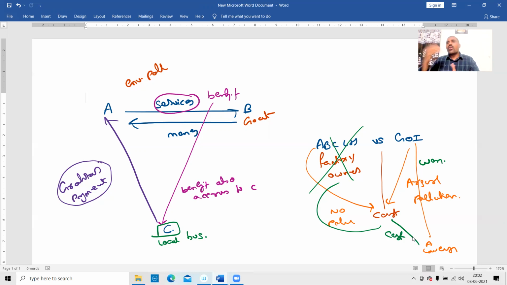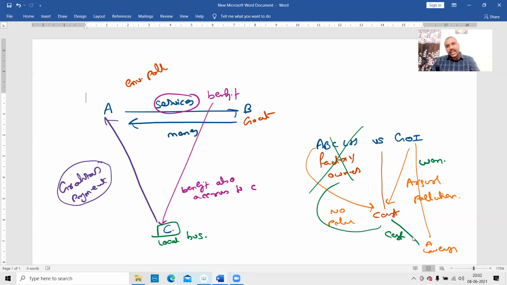I have not asked A to file a case. A is arguing on behalf of the government. But because of A's argument, my business is also benefited. Therefore, out of my happiness and excitement, I went voluntarily to A and paid the amount. That is a voluntary receipt. But whether it is taxable, yes, it is taxable.